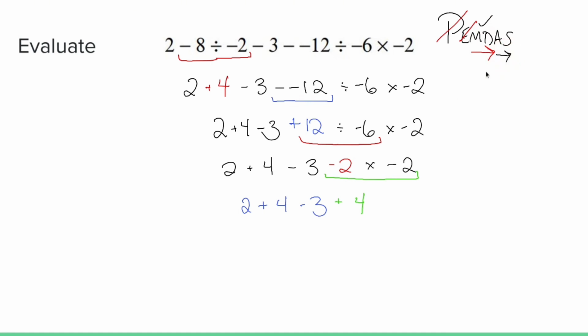Now it's add, subtract, left to right. This does not mean add first, then subtract numbers. This means go left to right, and if you see any adding or subtracting, you do it in that order. 2 plus 4 is 6. Drop down the -3. Drop down the +4. 6 minus 3 is 3. Drop down the +4. 3 plus 4 is 7.